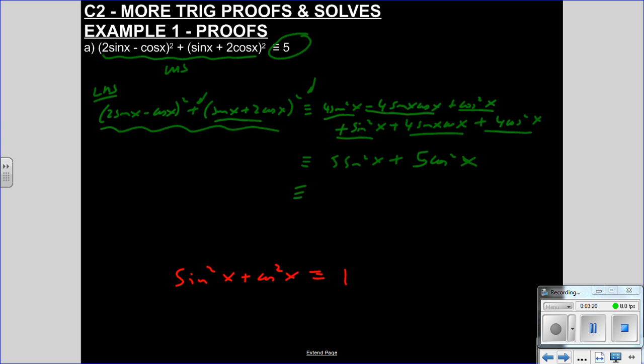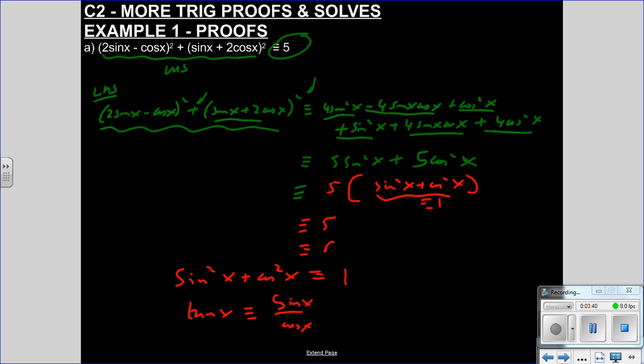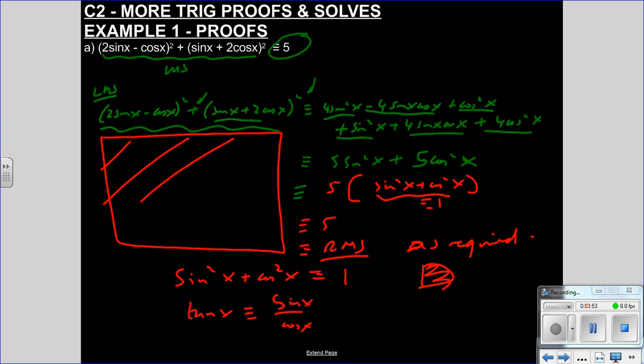Sine squared plus cos squared is 1. Tan x is sine x over cos x, yeah? So can you see here, if we take out a factor of 5, we have sine squared x plus cos squared x, which is 1, and therefore we're left with 5, which is our right-hand side as required. QED or fill in gap, whatever. But notice that this is completely blank of work, isn't it? That means your layout is good. If I can do that under your work, your layout is good.